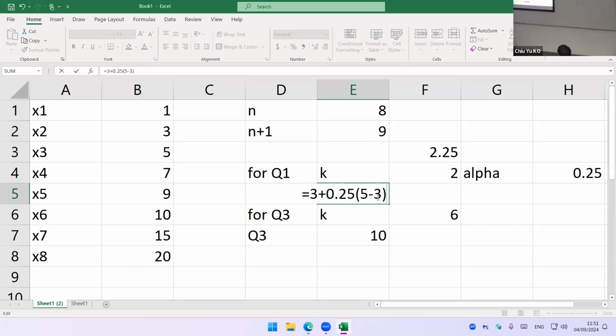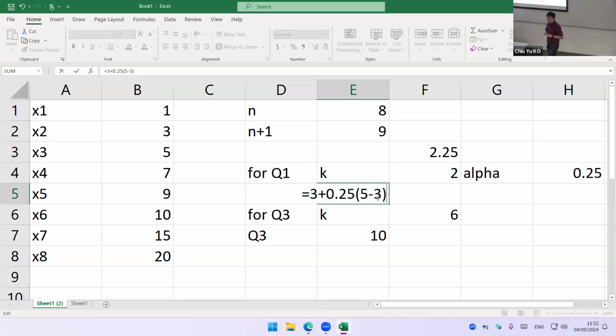Plus 0. Q1, sorry, Q1 is looking at the data that is located exactly at the position 2.25. Okay, which means we need this number, we need x 2.25. But this number doesn't exist. How can we generate this? It will be x2 plus 0.25 times (x3 minus x2). So this is the formula.